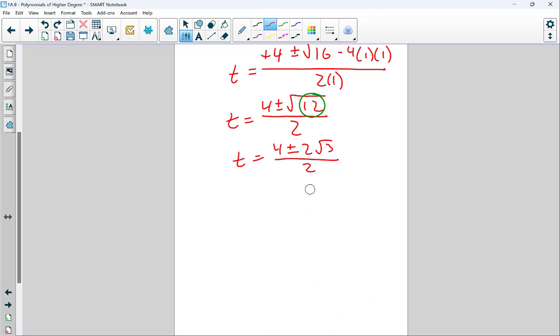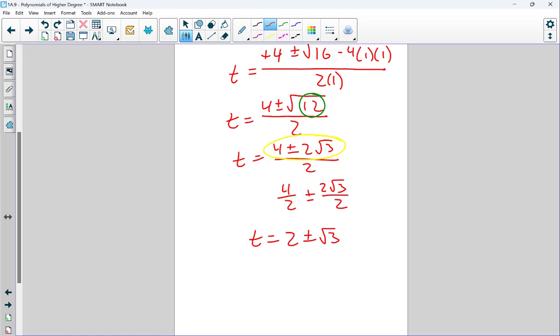I'm not done until I'm done. Notice that in the numerator, I have two terms, 4 and 2 root 3, that both have 2 as a factor. I can split this into two fractions and then reduce each fraction to get my final answer. This would be the fully simplified version of this statement right here.